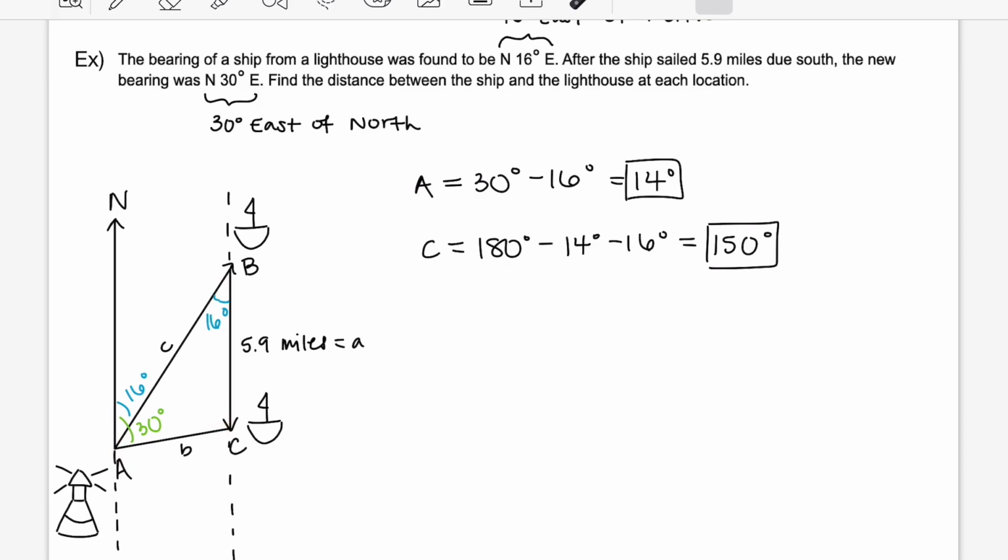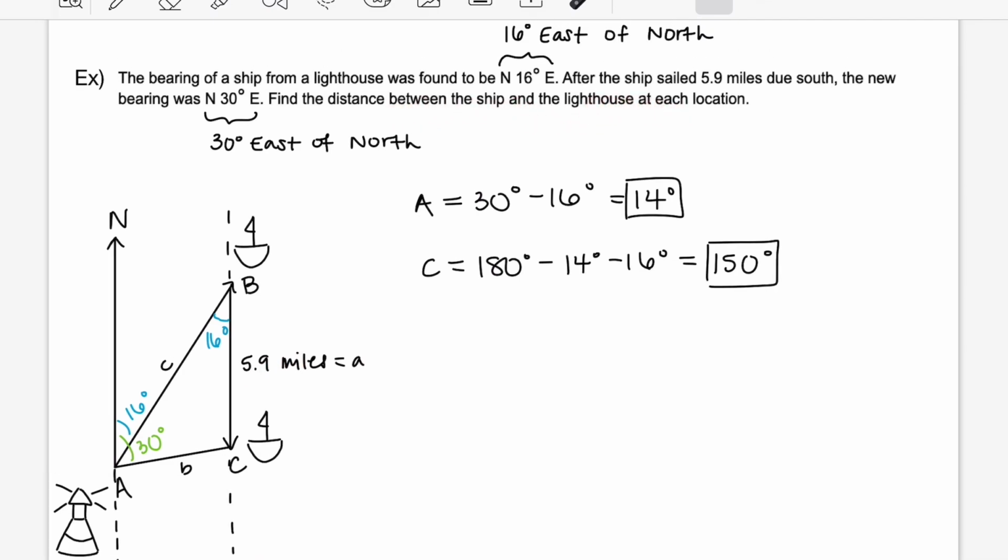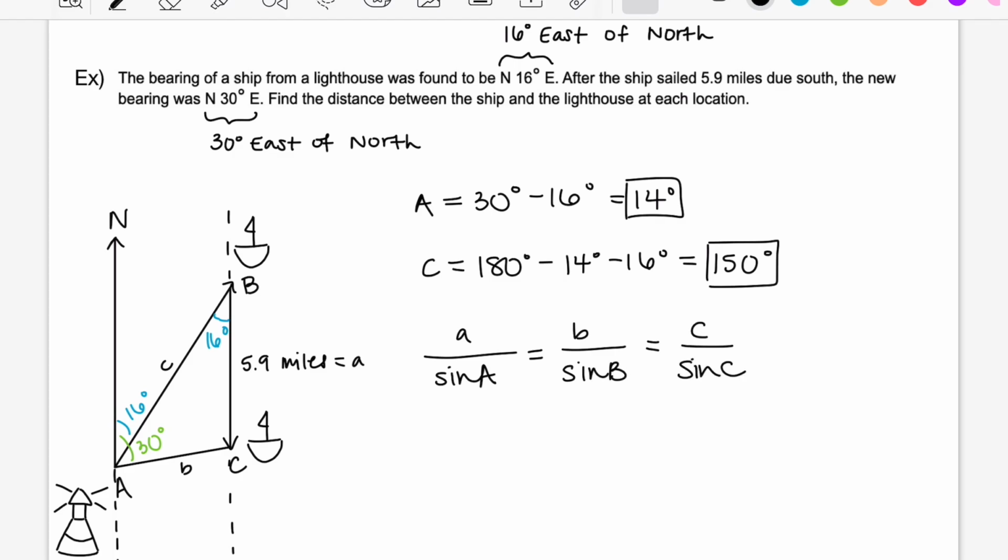And with this information, along with this side here, we can find the distance between the ship and the lighthouse at each location. Notice the distance between the ship and the lighthouse at this first location is this side C here. And the distance between the lighthouse and our ship at the second location is this side B here. So since we have our angle B and our angle A, we can use our law of sines here to find the two sides B and C.